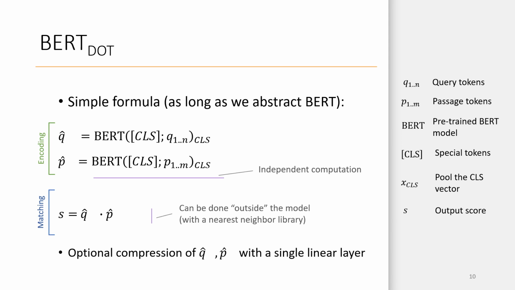Optionally, we can also compress those two vectors with a single linear layer in the encoding stage to reduce the dimensionality of the model after the BERT computation is finished.